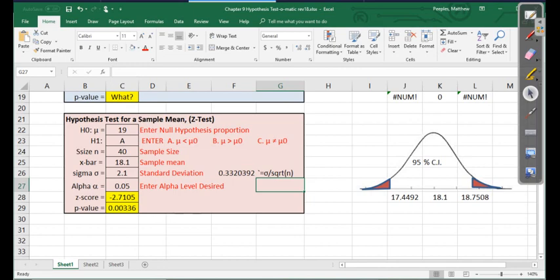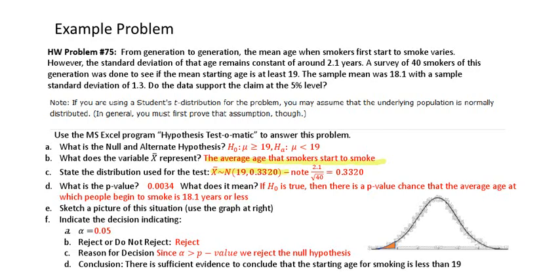All right, so this will be posted on the Canvas board for you guys to look at. All right, so what else can we tell now? Well, what is the p-value? We found a p-value equal to 0.0034. And what does it mean? Well, if the null hypothesis is true, then there's a p-value chance that the average age at which people begin to smoke is at least 18.1 years or less.